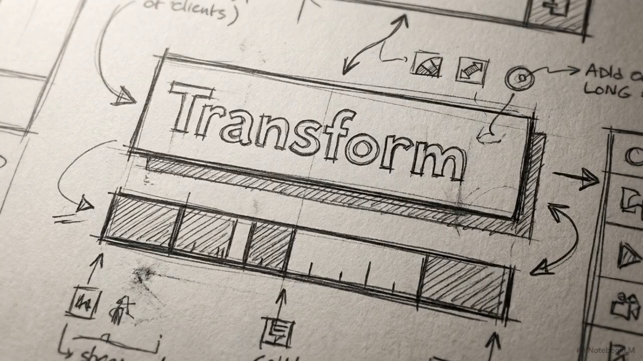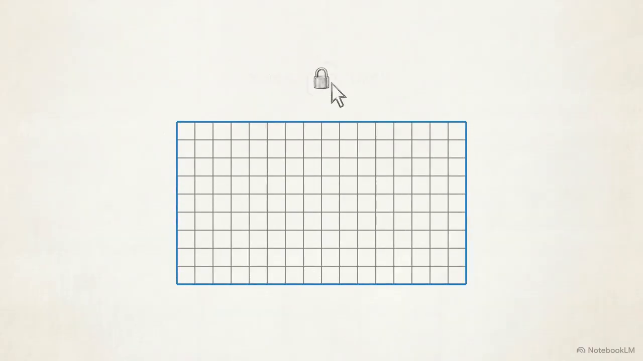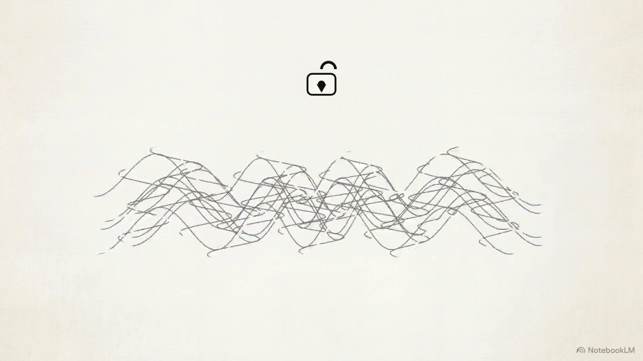Next, drop the transform effect onto your 4-frame layer. In the Effect Controls panel, uncheck the box labeled Uniform Scale. This unlocks the X and Y axes so we can stretch the image disproportionately, creating a jarring, violent warp.